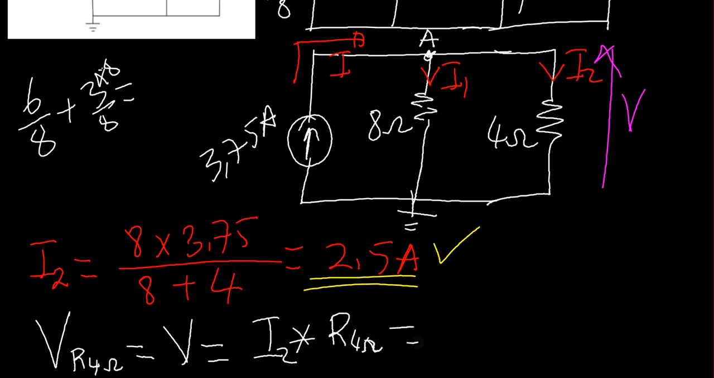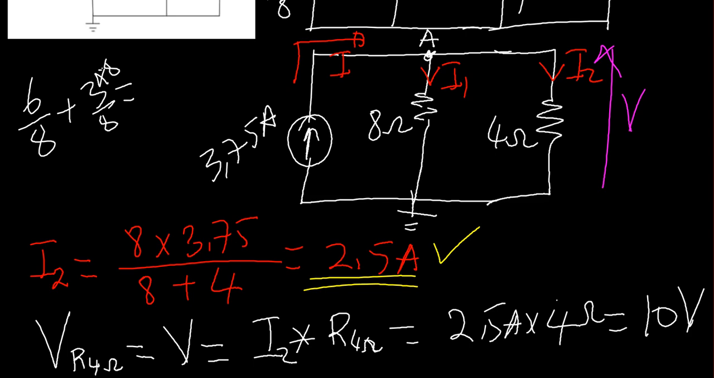Okay, so it is going to give me 2.5 amps times that 4 ohms resistor, 4 ohms, and when you perform this, it's going to give 10 volts.